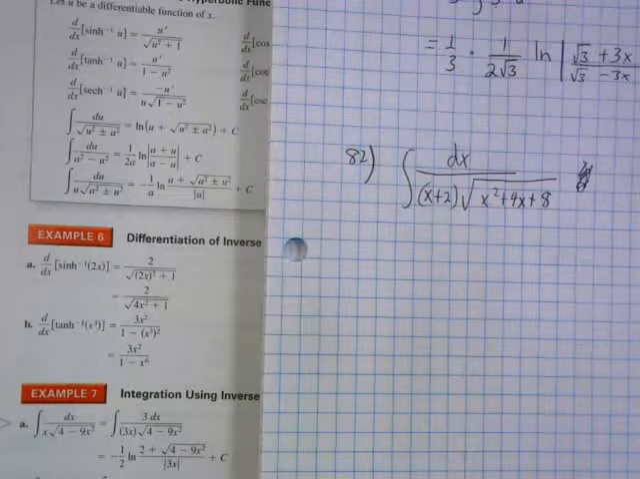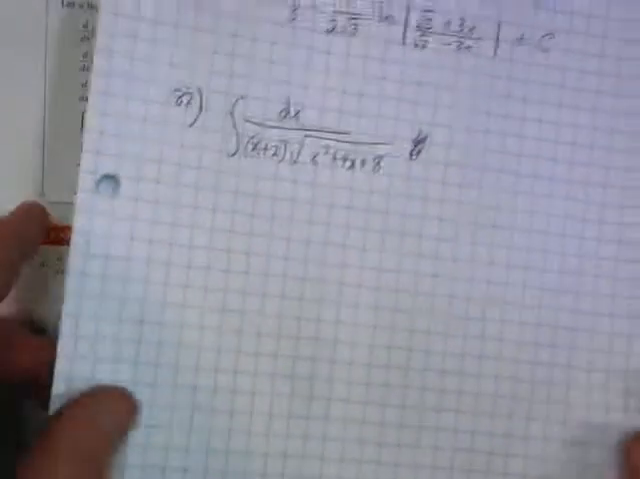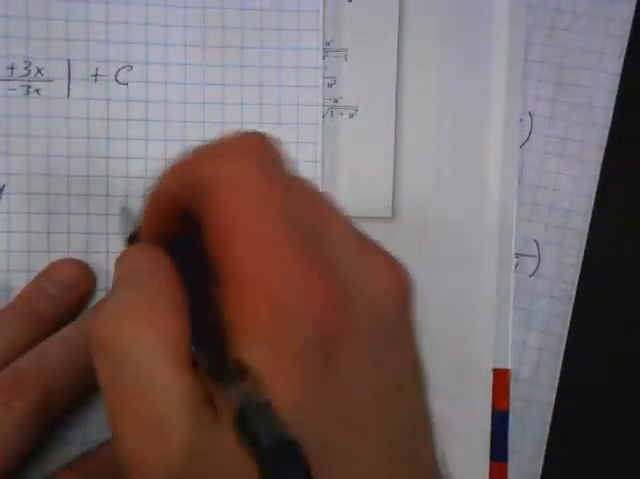Other good ideas. Before, we completed the square to make things the right way under the square root. So what do you think we do here? We complete the square to make things look the right way under the square root. That's exactly right. All right, so I'm going to go off to the side here and complete the square.